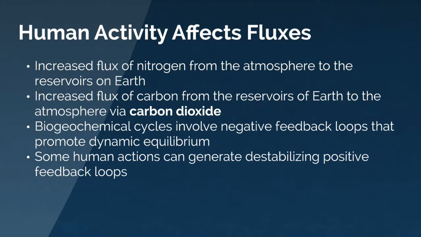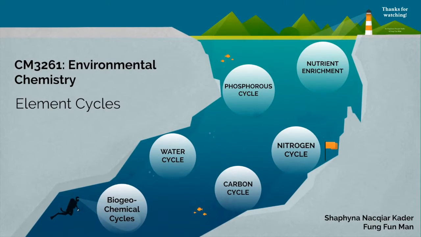Next, let's move on to how human activity can affect flux. Human activity has increased the flux of nitrogen from the atmosphere to the reservoirs on Earth. On the other hand, it has also increased the flux of carbon from the reservoirs on Earth to our atmosphere in the form of carbon dioxide. Biogeochemical cycles involve negative feedback loops that promote dynamic equilibrium. However, some human actions can generate destabilizing positive feedback loops on various element cycles. And that brings us to the end of the first part of biogeochemical cycles.